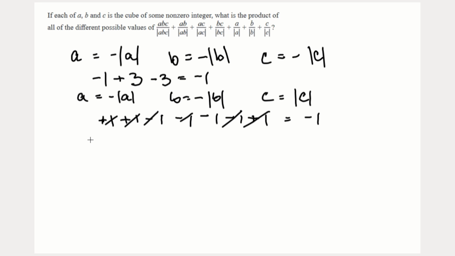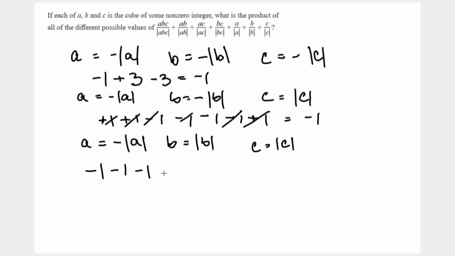Okay. Now let's consider the case where 2 of them are positive. Again, this is symmetric, so we don't have to consider other variations where only one of them is negative. Alright, so the first one is negative 1. Second one is negative 1, minus 1, plus 1, minus 1, plus 1, plus 1. So this plus 1 goes away, this minus 1, plus 1. This one goes away, this one goes away, this one. So that gives you negative 1 again.